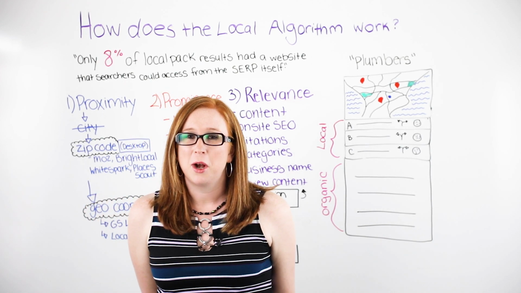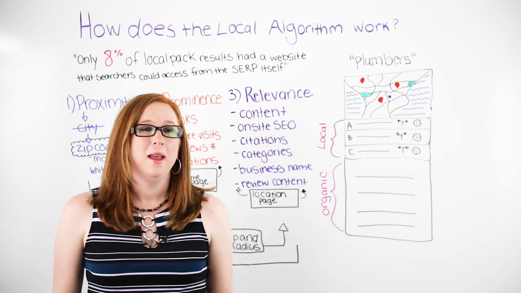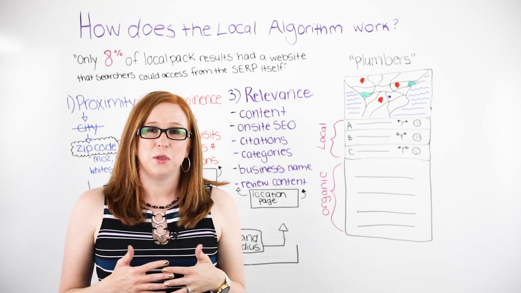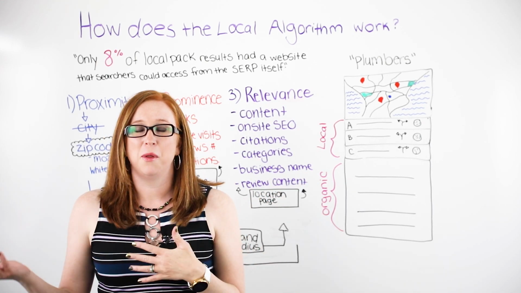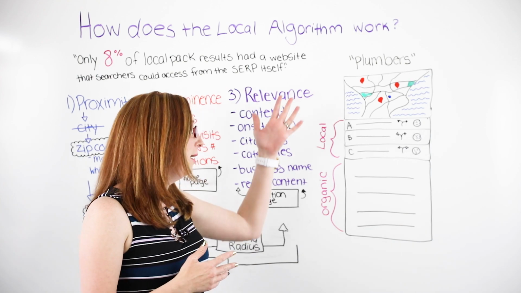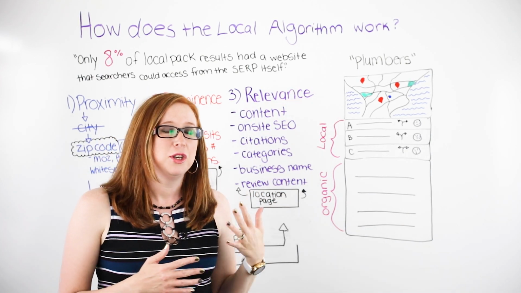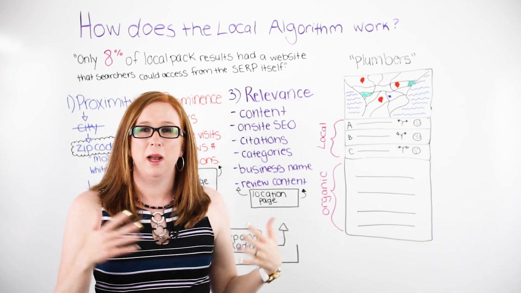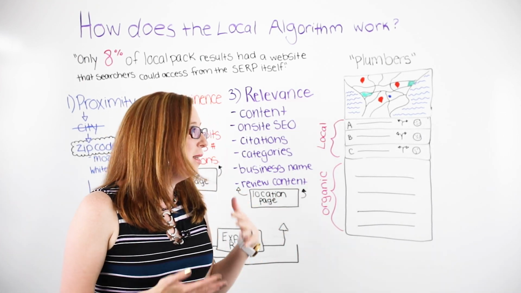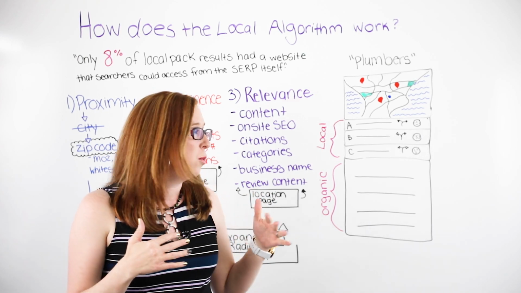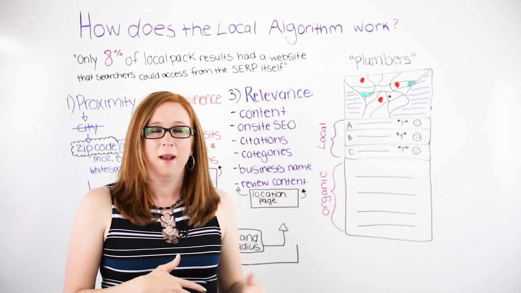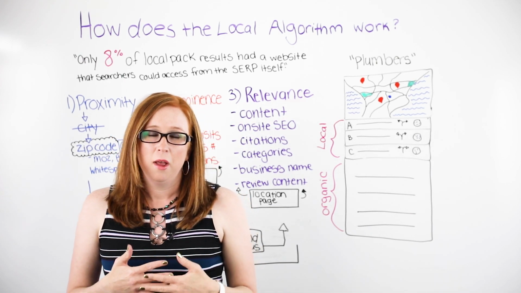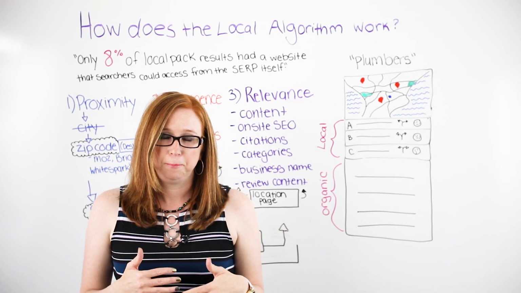So if you're wondering what I'm talking about when I say the local algorithm, this is the algorithm that fuels what we call the three-pack here. So when you do a local search, or a search that Google thinks has local intent, like plumbers, let's say, you traditionally will get three results at the top with the map, and then everything below it I refer to as organic. So this algorithm I'll be breaking down is what fuels this three-pack, also known as Google My Business listings or Google Maps listings. They're all talking about the exact same thing.